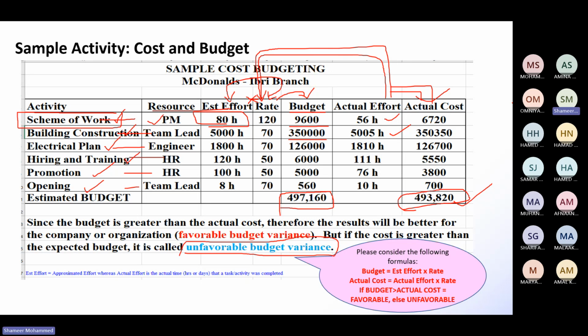Students, please answer. This kind of problem also will be asked in the exam. Please answer this question. This project total costing technique we are doing here, cost budgeting technique. So is this project favorable or not favorable?